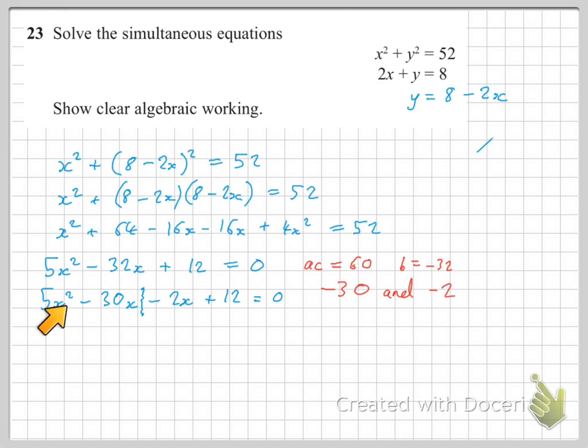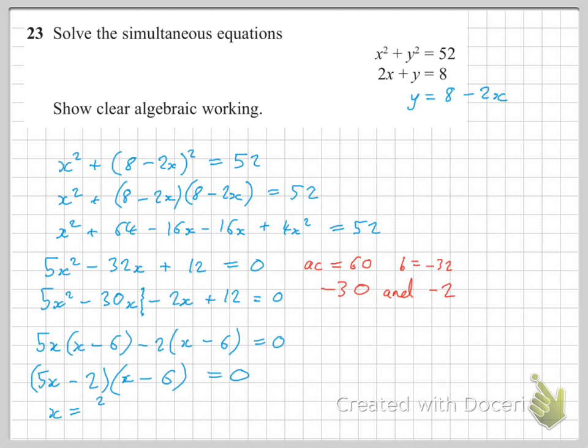So out of these two terms we can take out a factor of 5x. That gives us one of the brackets, and that bracket we're going to use for the second part as well. So how many x minus 6's is this? Well, you realise after a little bit of thinking you need minus 2 to make that work, because minus 2 times x gives us minus 2x, and minus 2 times minus 6 gives us 12. And then you've done it, you just go 5x minus 2, and then x minus 6.